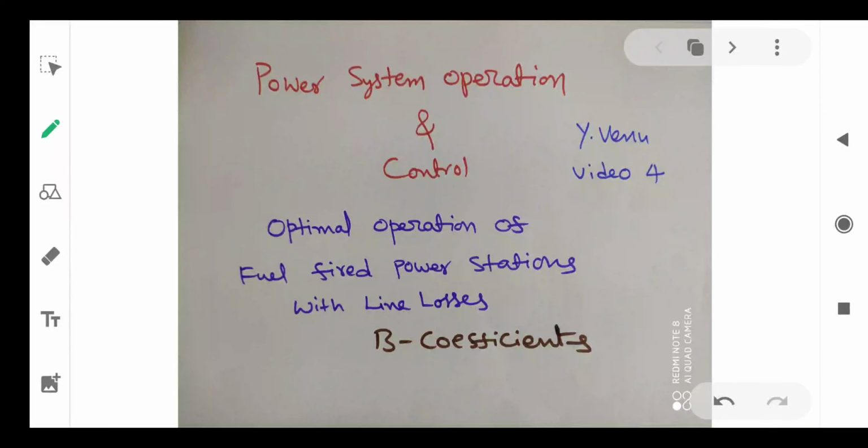In this video I would like to explain the next topic of unit 1, that is optimal operation of fuel fired power stations with line losses. In the previous video I explained optimal operation of fuel fired stations without line losses. So in this topic we will consider line losses also.